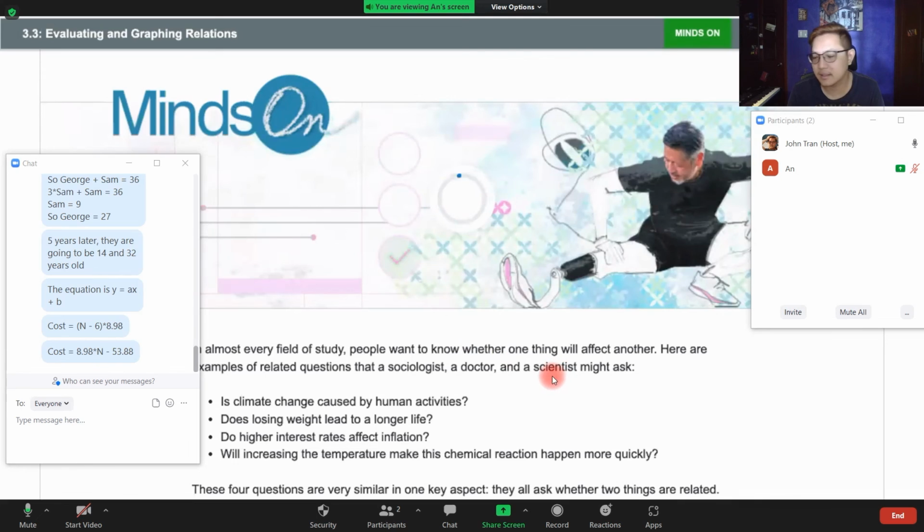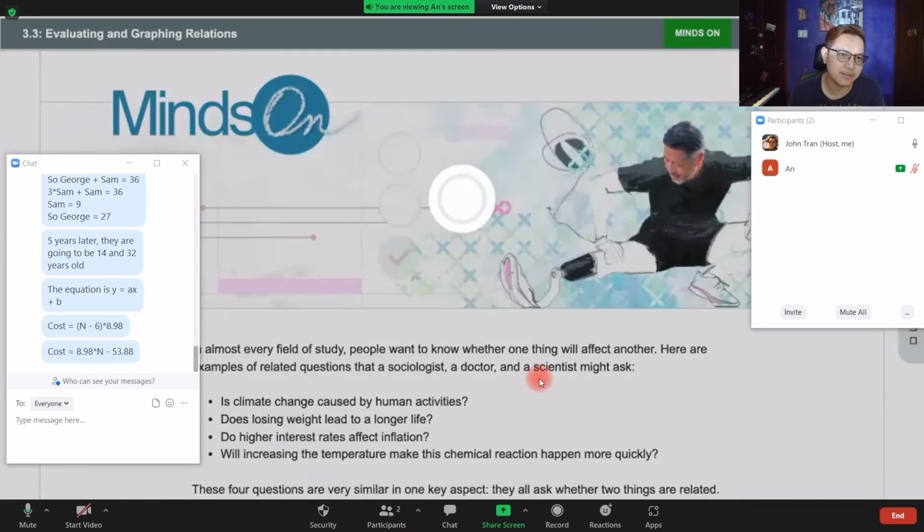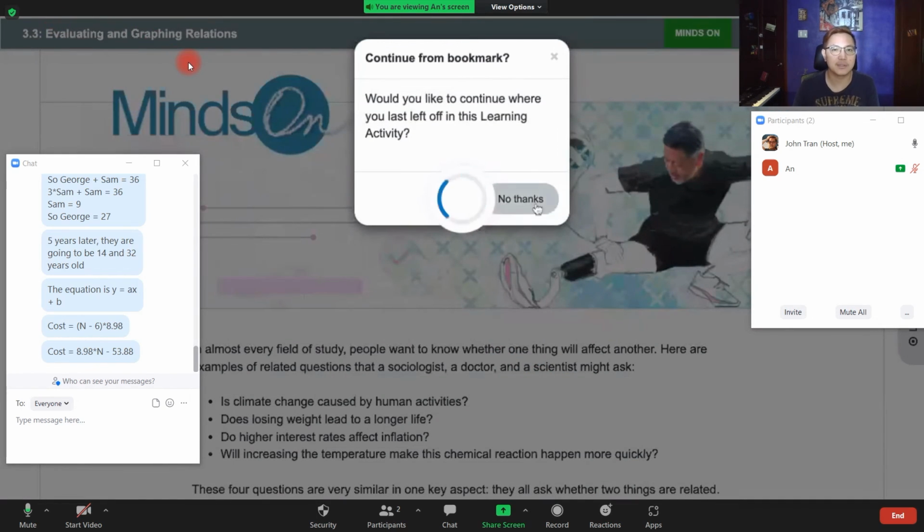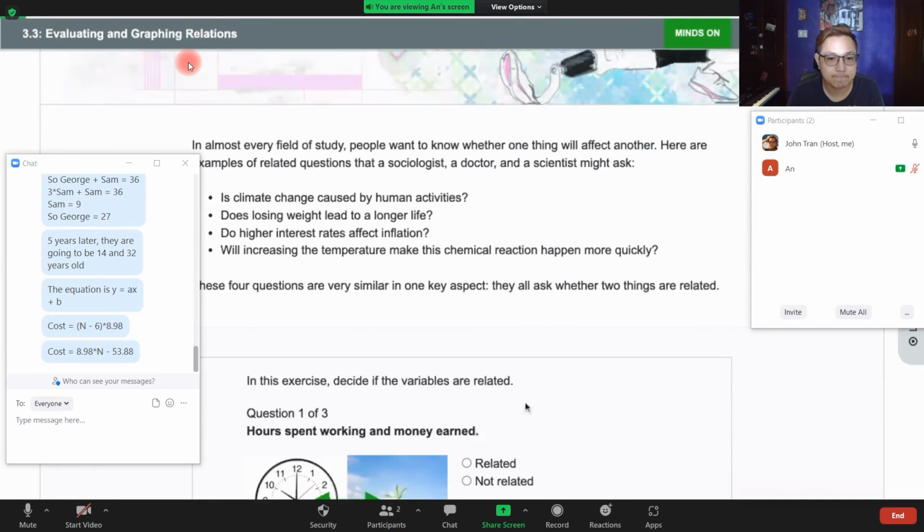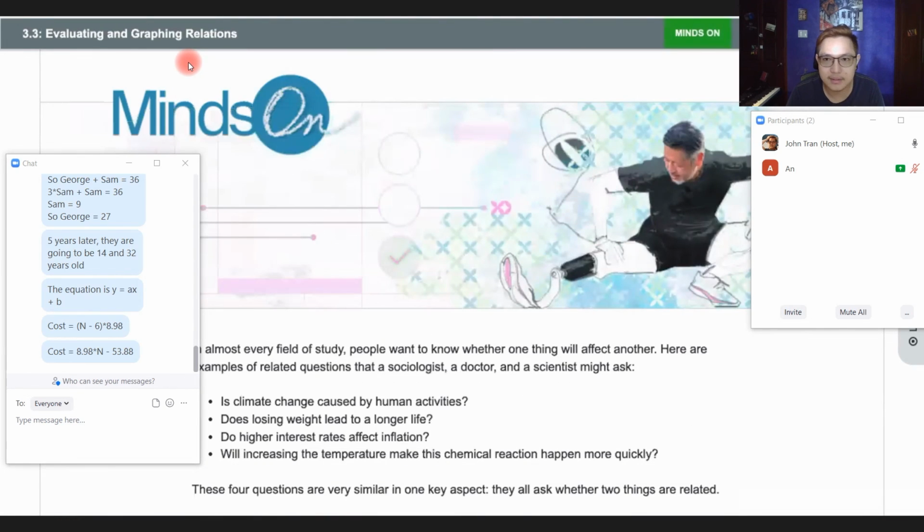The topic today is basically, what's it called? I forgot. Evaluating and graphing relations, isn't it? But there are still more things to solve.